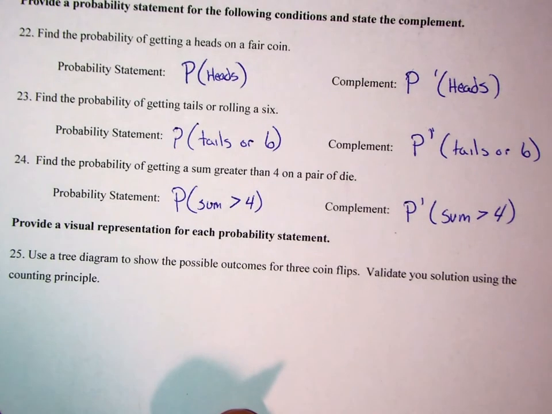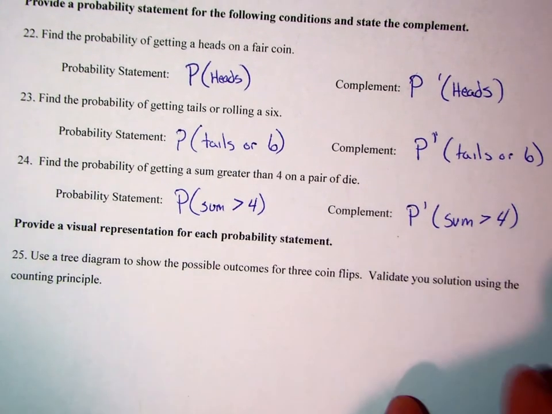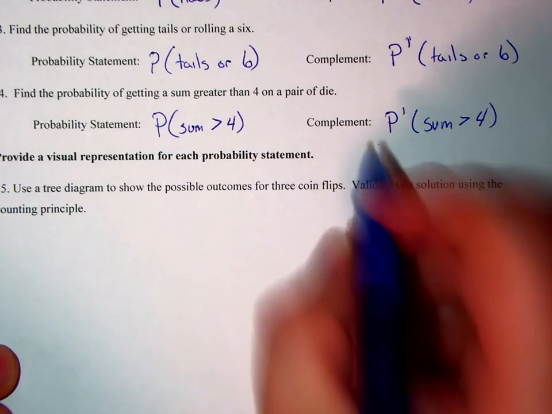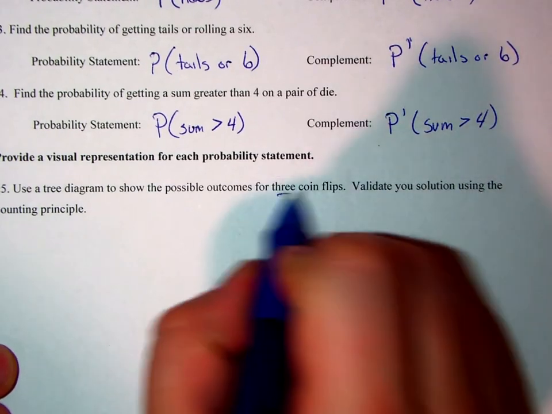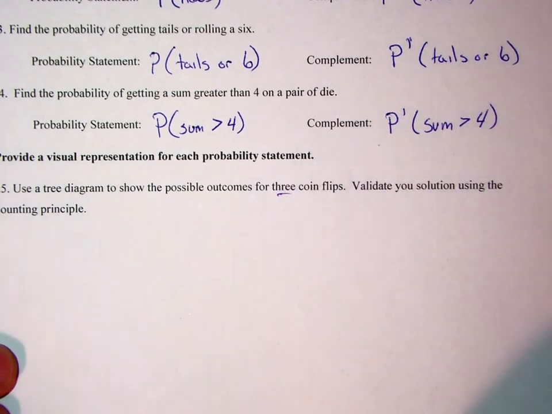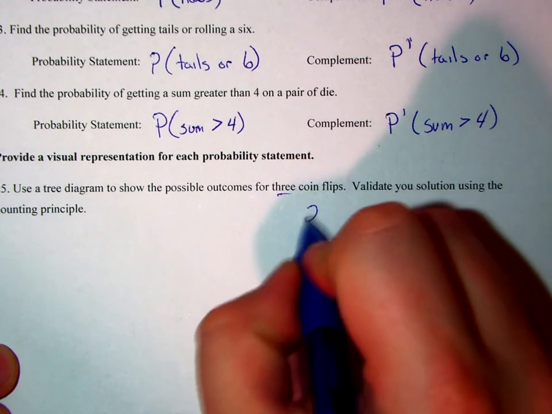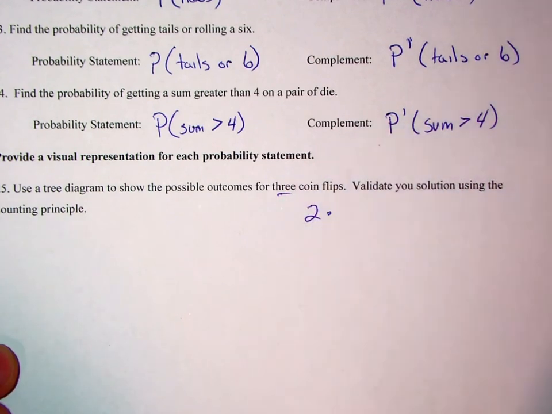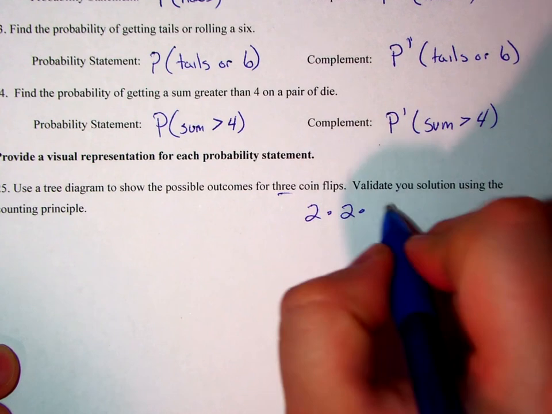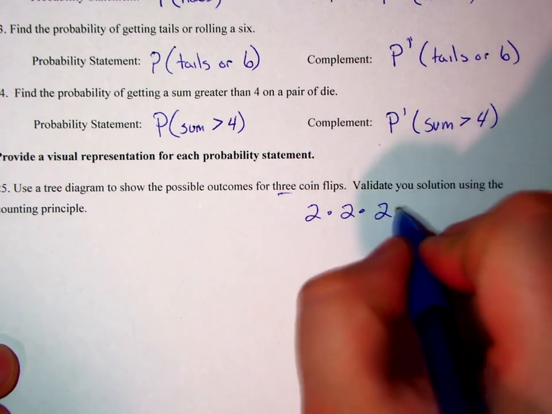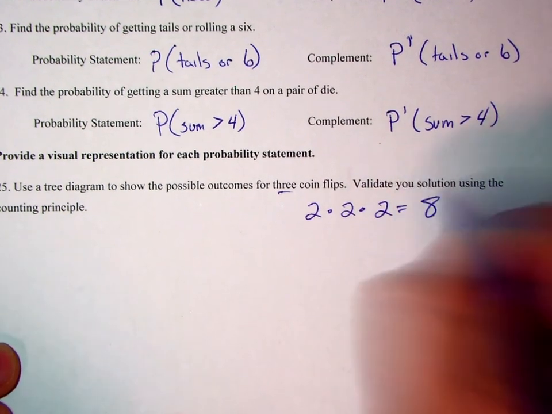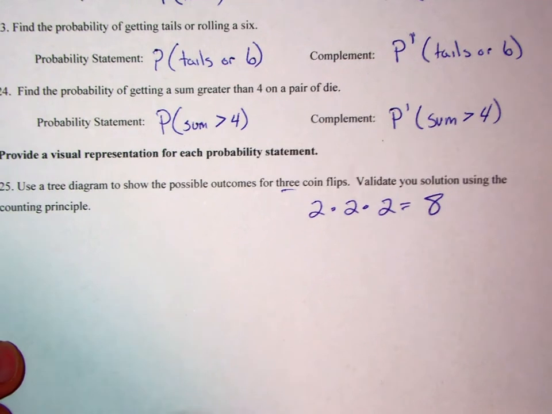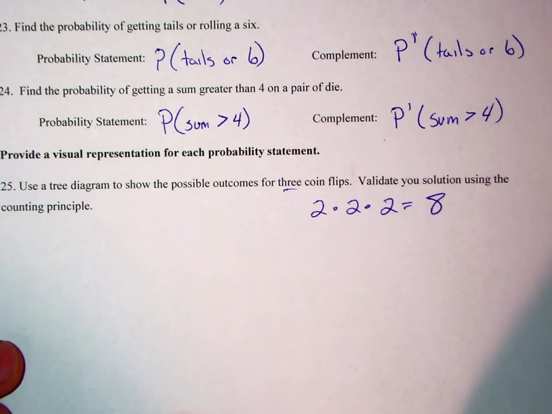Problem 25 draws a tree diagram to show the possible outcomes for 3 coin flips. Validate your solution using the counting principle. I'm going to go ahead and validate my solution. The counting principle: well, on a coin flip, there's a sample space of 2. On the second flip, a sample space of 2. And on the third flip, a sample space of 2. 2 times 2 is 4, times 2 is 8. When I create my tree diagram, I should end up with 8 solutions.